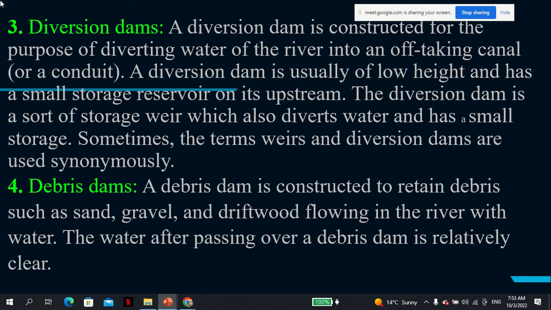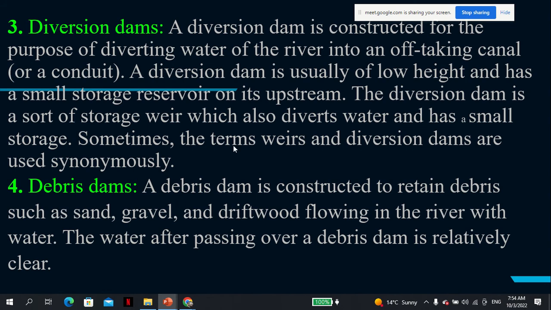A diversion dam is constructed for the purpose of diverting water of the river into an off-taking channel or conduit. A diversion dam is usually of low height and has a small storage reservoir on its upstream. The diversion dam is a sort of storage weir which also diverts water in, and has a small storage. Sometimes the terms weir and diversion dam are used synonymously. So that's it. And then the fourth category is the debris dam.